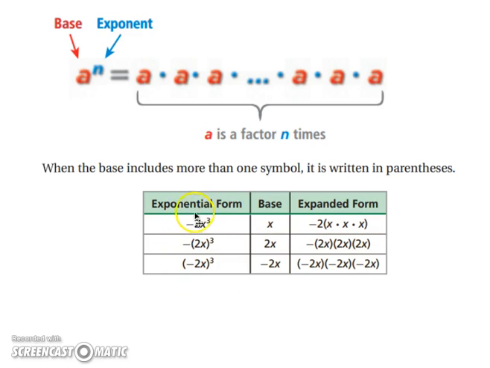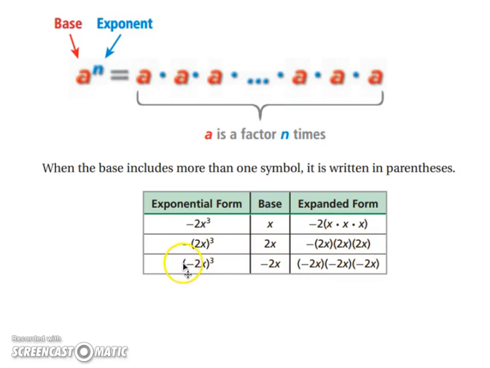And now, for another one, we have negative, and then our parentheses are around the 2x. So the 2x is being done to the third power. So our 2x is our base. So in expanded form, our negative still stays in front, and then we have 2x times 2x times 2x.